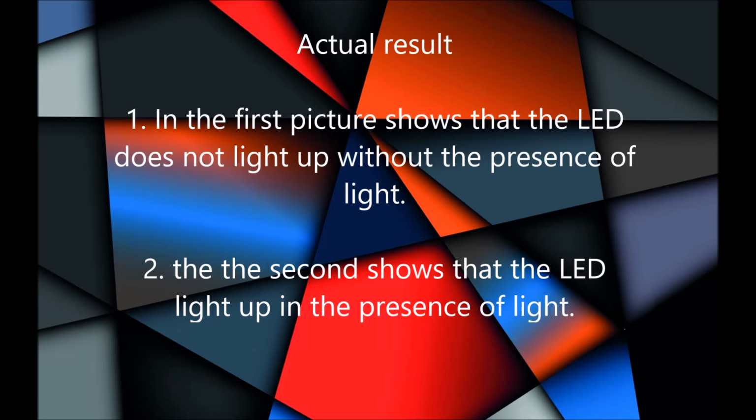Referring to the figure before, the figure shows the result of the circuit. The first picture shows that the LED does not light up without the presence of light. The second picture shows that the LED lights up in the presence of light. From this result, we can say that our circuit is functioning. The LED lights up in the presence of light and vice versa, showing that it can detect light very well. Thus, the Wheatstone Bridge light detector circuit is working.